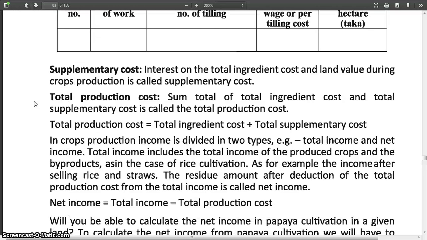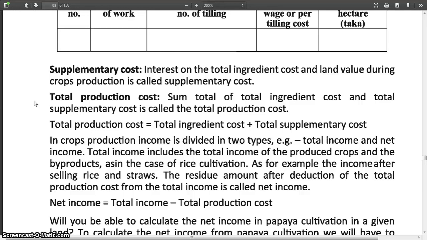Supplementary cost. What is supplementary cost? Interest on the total ingredient cost and land value during crop production is called supplementary cost. Total production cost. The sum total of total ingredient cost and total supplementary cost is called total production cost. Total production cost equals total ingredient cost plus total supplementary cost.